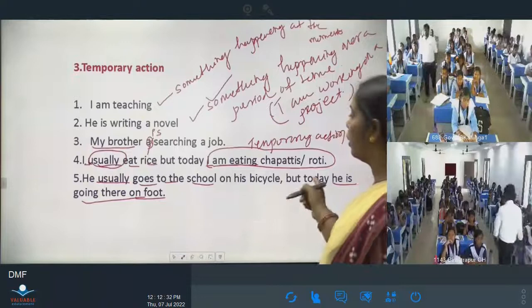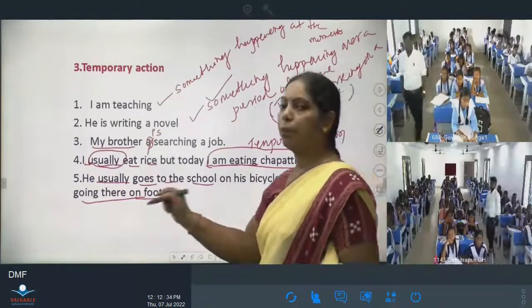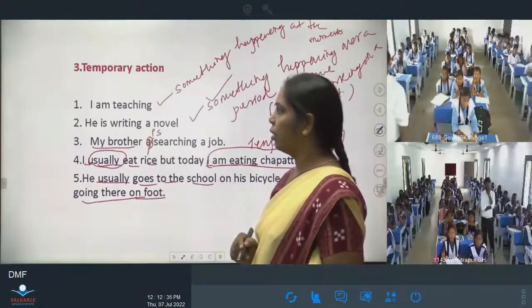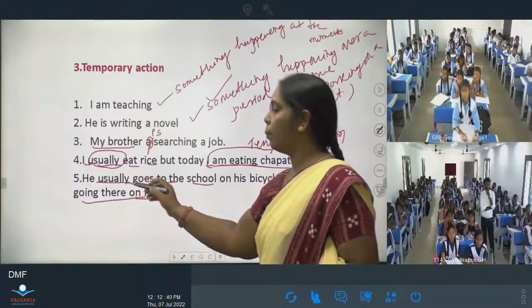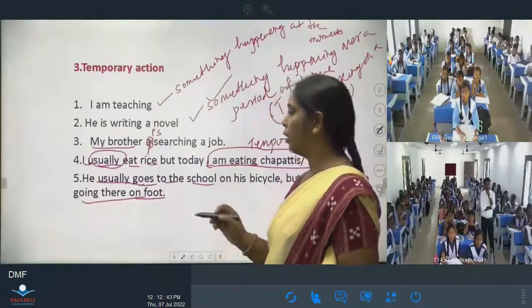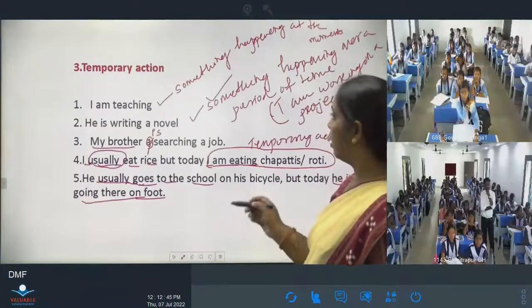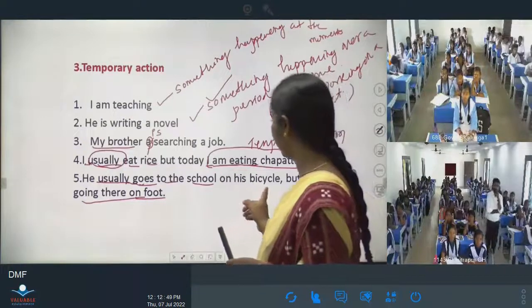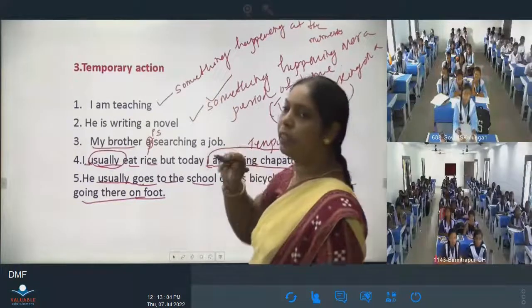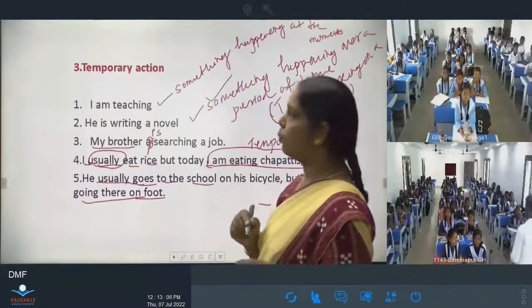That's why we use present progressive tense here. So this is the temporary action and this is the everyday action. That's why here we use present progressive tense. Again, this is the third point, that in a temporary case we use present progressive.